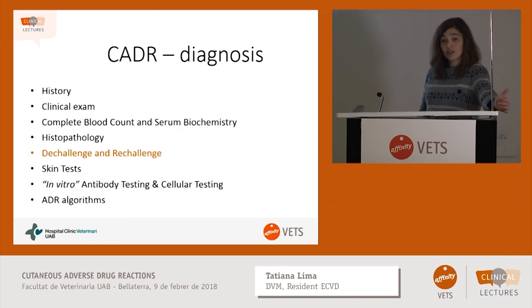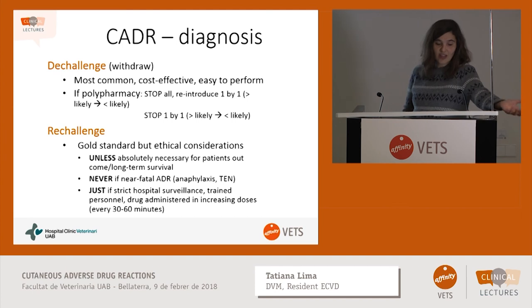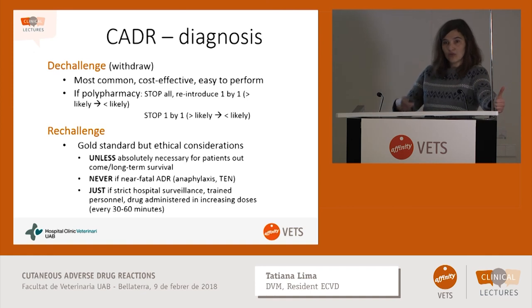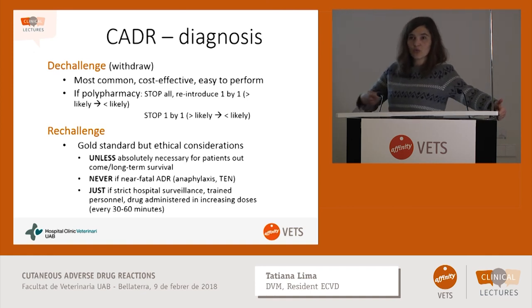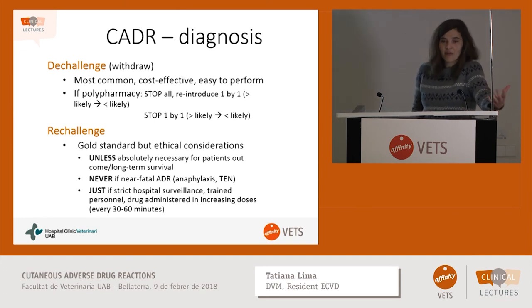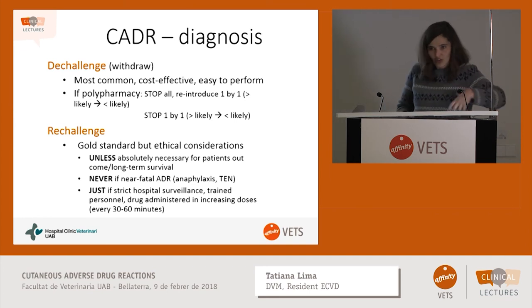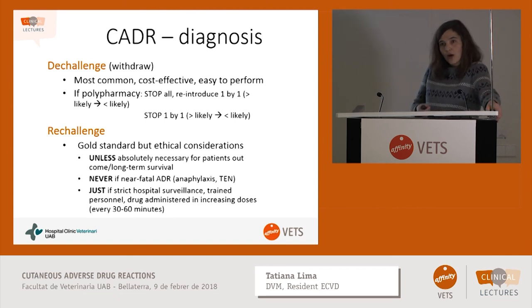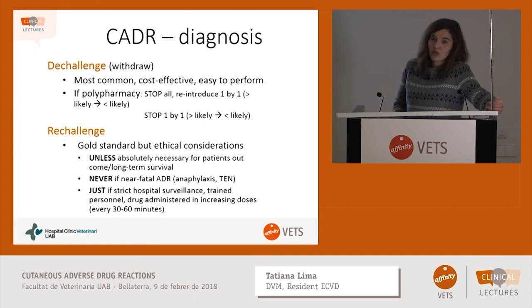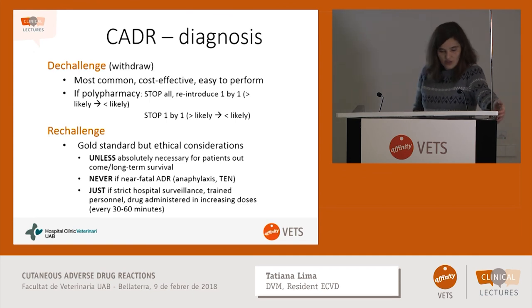You can do the challenge and re-challenge, which means that the challenge is the most common test done. It's cost effective, it's easy to perform, and basically is stop the drug. If you suspect a cutaneous adverse drug reaction, stop the drug. And if you have more than one drug, you can do one of two things. You can stop it all, and you reintroduce one by one and try to see which one gave the reaction. Or if the patient needs all the drugs and you cannot just withdraw all of them, try to take one by one, starting with the most likely drug to provoke a cutaneous adverse drug reaction.